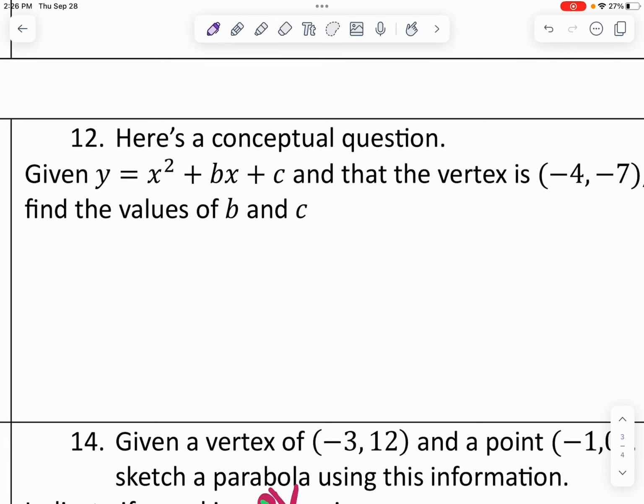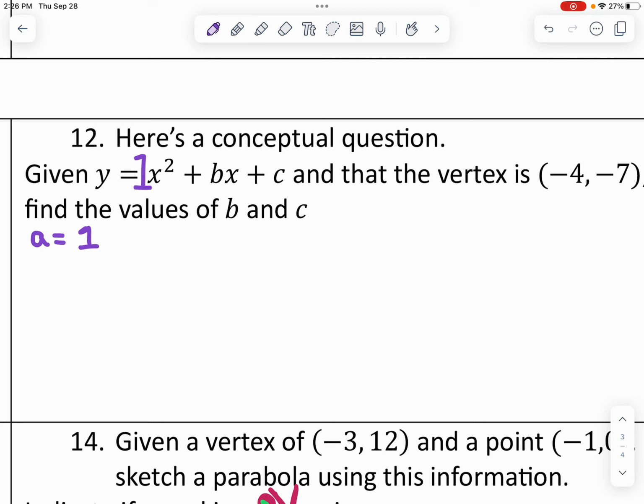Hey, a couple people have asked about number 12. Definitely a difficult problem. It's definitely also very conceptual. So let's say we're given this y equals x squared plus bx plus c. The first thing I want you to acknowledge is that they are telling you that a is 1 because they're not putting a variable there. So let's just go ahead and say a is 1.